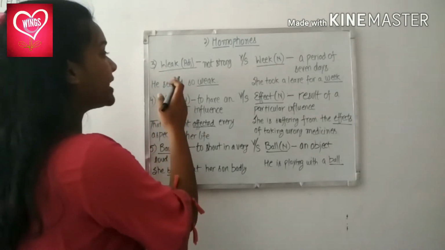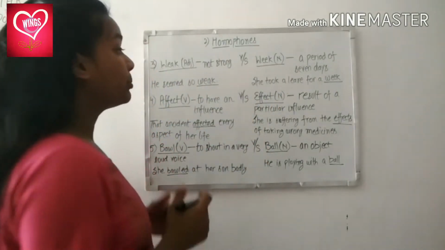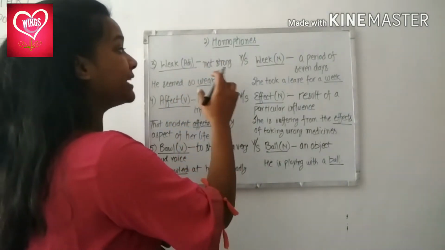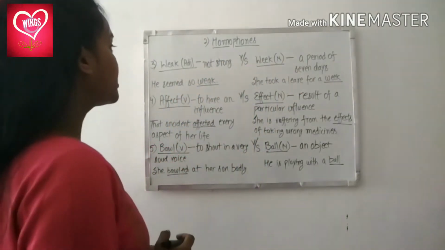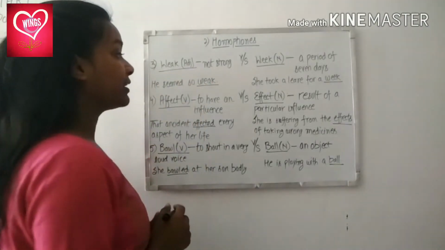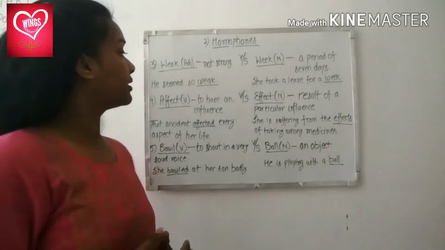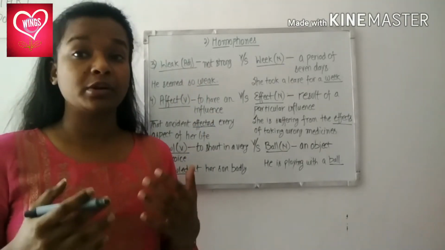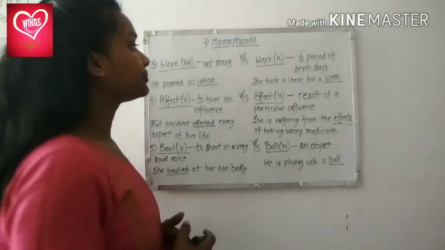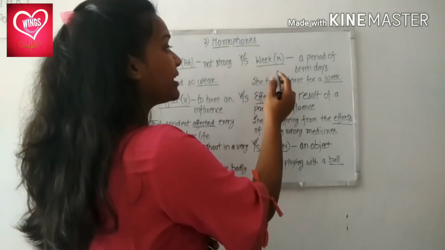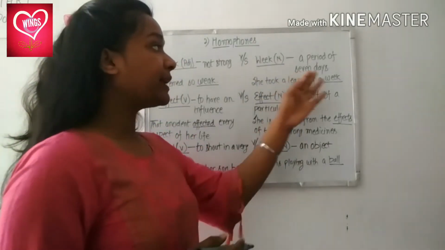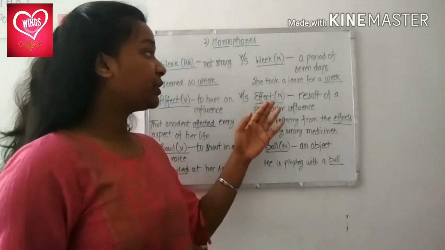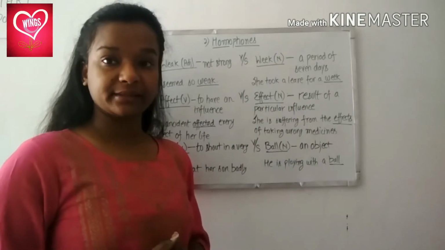Third is weak versus week. Pronunciation is similar, but spelling and meanings are different. The first weak is an adjective. That means not strong. He seemed so weak. That means he seemed not so strong. The second week is a noun. That means a period of 7 days. For example, she took a leave for a week.